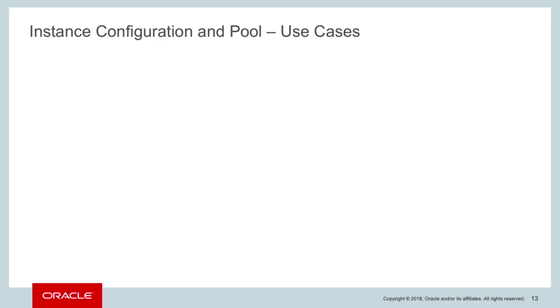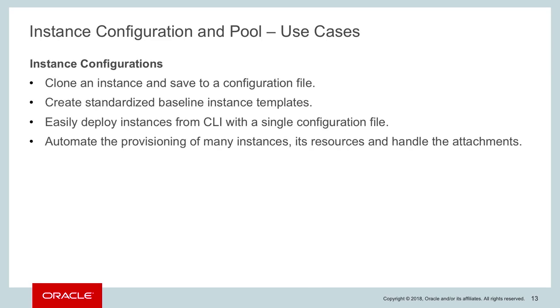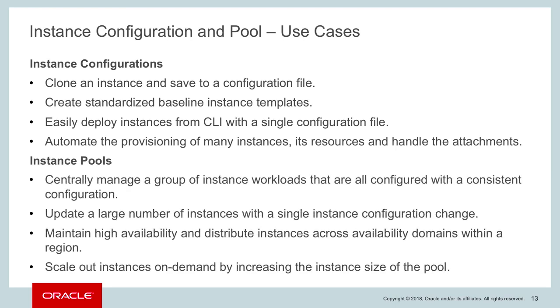Here you can see some use cases for instance configuration and pool. For instance configuration, you can clone an instance and save it to a configuration file. You can create baseline instance templates, right? You can automate the provisioning of many instances, their resources, and handle the attachments. So it's easy to create a standard and a template and create multiple instances using instance configuration, right?